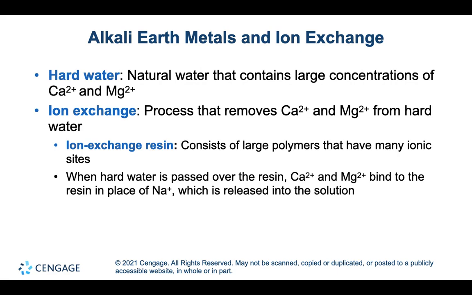Calcium and magnesium also play a large role in hardness of water. If you say that water is hard water, what it means is it has large concentrations of calcium and magnesium ions. One way to remove calcium and magnesium from hard water is an ion exchange resin, which is a large polymer that has many ionic sites. And when the hard water goes over that resin, the calcium and the magnesium ions bind to those sites.